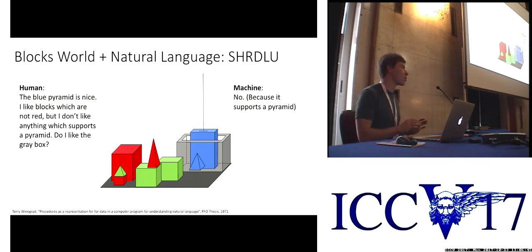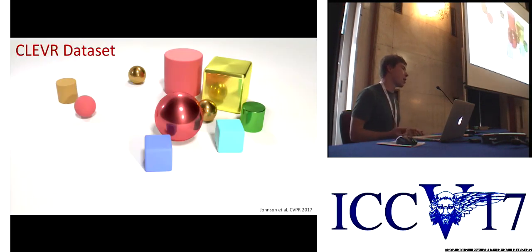Now the machine will then say no because it supports a pyramid. So I don't expect you to work through this example in your head right now, but the idea here is that the machine needs to do something beyond simply perceiving the visual scene. In addition to perceiving the objects in the scene, it also needs to think about these logical rules that the human has set forth and do some kind of reasoning over the visual information that it has extracted to now perform some interesting end task. Now at CVPR last year, at this CVPR, me and my collaborators at Facebook and Stanford introduced the CLEVR dataset to try to bring this idea of visual reasoning into the modern deep learning era.